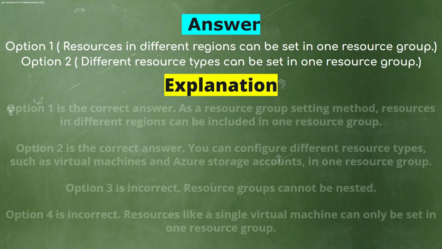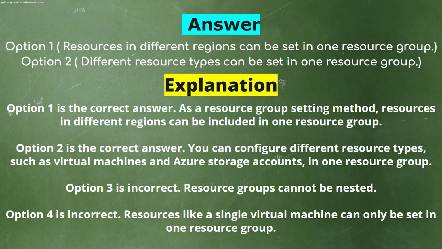Explanation. Option 1 is the correct answer. As a resource group setting method, resources in different regions can be included in one resource group. Option 2 is the correct answer. You can configure different resource types, such as virtual machines and Azure storage accounts, in one resource group. Option 3 is incorrect. Resource groups cannot be nested. Option 4 is incorrect. Resources like a single virtual machine can only be set in one resource group.